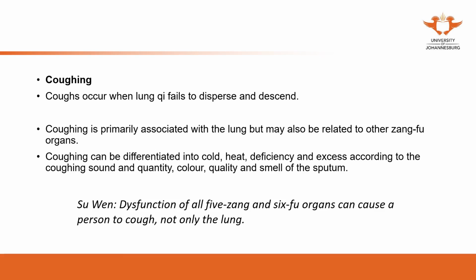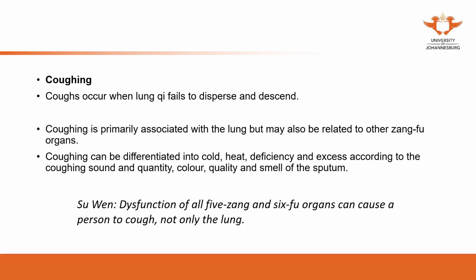Coughing is another very common symptom we see in clinics. In our theories, for coughing we think about the lung functions of dispersing and descending, and we also need to think about the kidney, because the descending function is related to the kidney. Coughing is primarily associated with the lung, but can also be related to other organs.